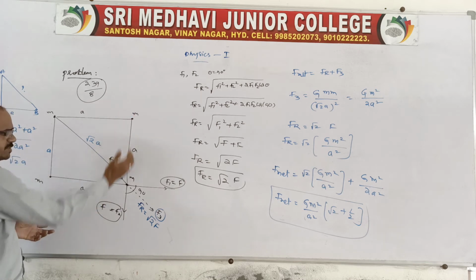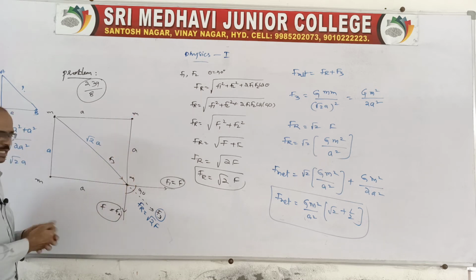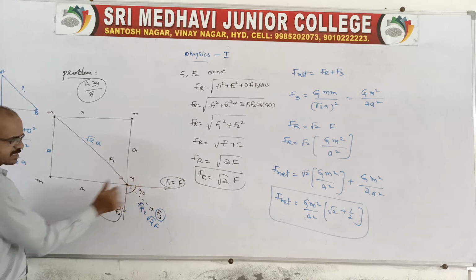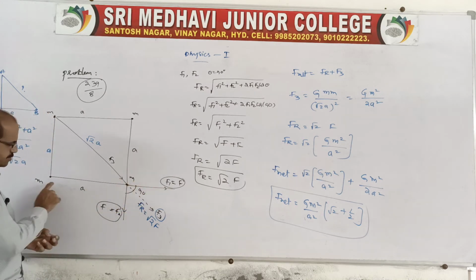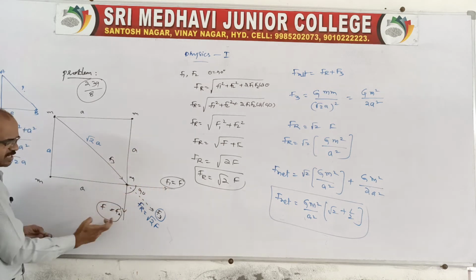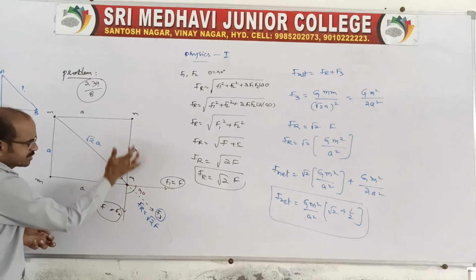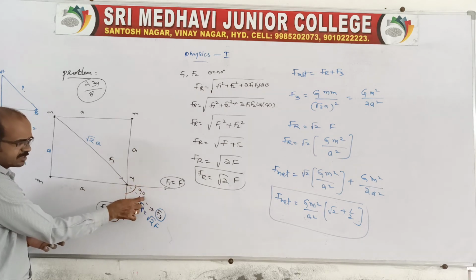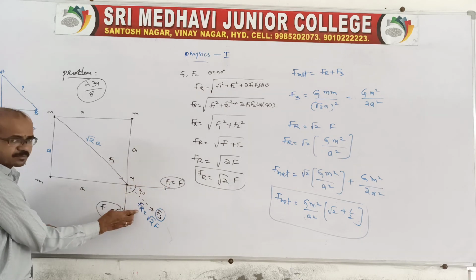So there will be a force between these two particles, and there will be a force between these two particles, which are acting perpendicular to each other. Between these two F1, between these two F2. Of course, F1 is equal to F2 because the distances are the same. Now this F1 and F2 are acting perpendicular, therefore there will be a resultant Fr.